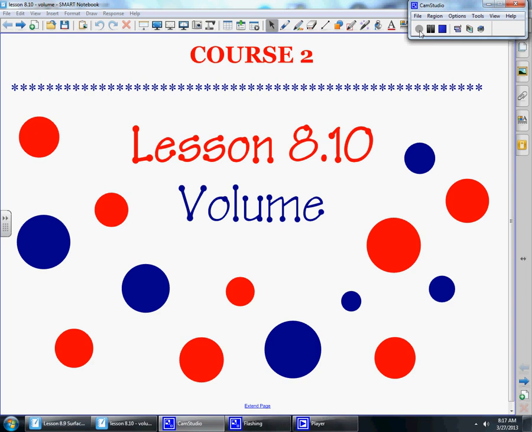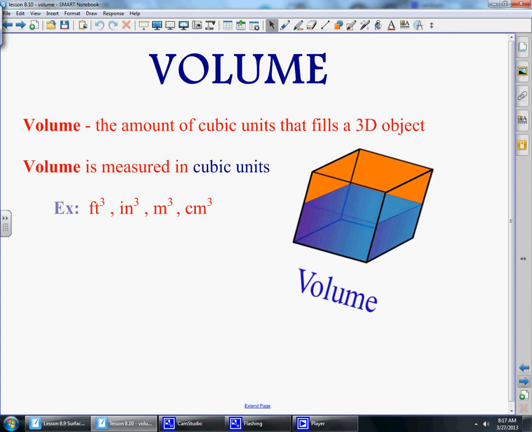Today's lesson for Course 2 is Lesson 810 on volume. Please title your notes "Lesson 810 Volume" so you know what notes you're taking. So volume is the amount of cubic units that fill a 3D object.